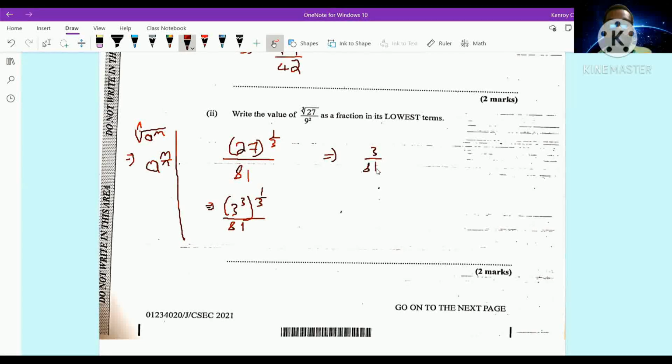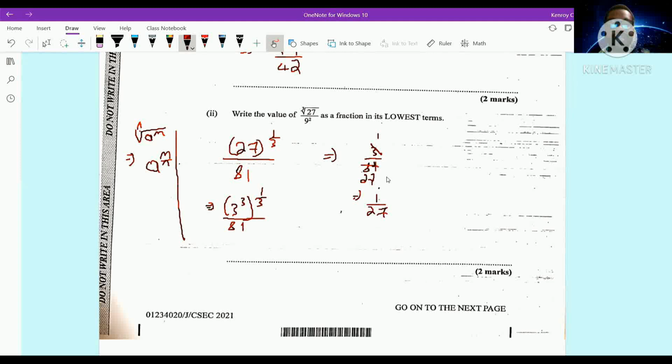All right. Now, of course, this can be broken down because 3 can indeed go into 81. So I can say 3 into itself is 1. 3 into 8 is 2, which means it leaves a remainder of 2. 3 into 21 is 7. So I end up with 1 over 27 as a fraction in its lowest terms.